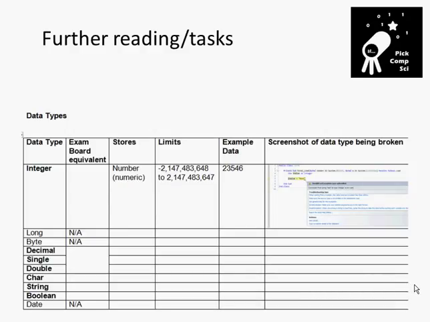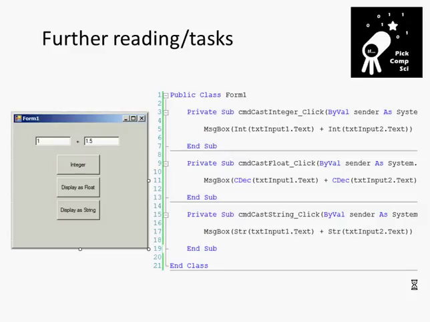Some further reading or tasks for you would certainly be having a look at exploring all of the different data types that are available in VB.net. Some of them are key to the exam board and some of them really aren't, but they're still worth having a look at and thinking about the amount of numbers or characters that you're able to store in each, and maybe trying to break each data type. So declare a variable with all these different data types, see what you can store in it, and maybe fill out the sheet. You could also have a go at some casting. You could recreate a program like this, and we can see we've got some of our casting commands within this program.